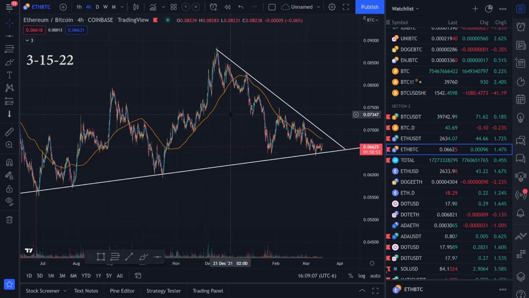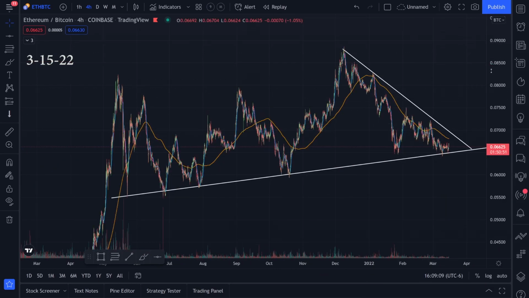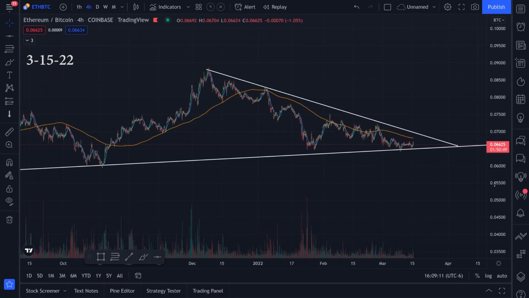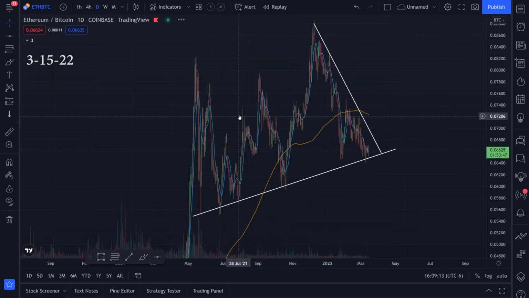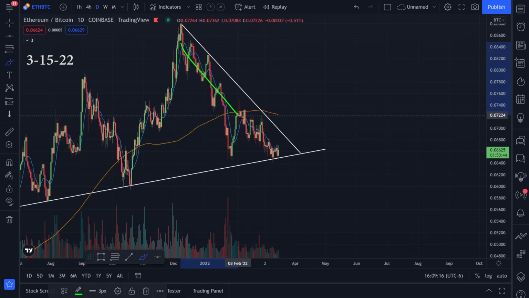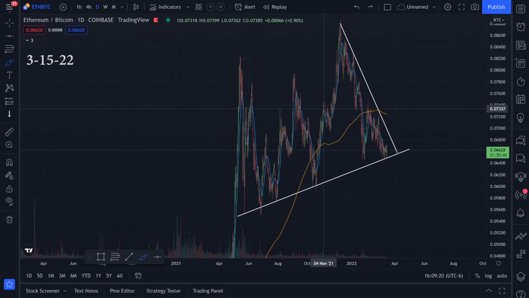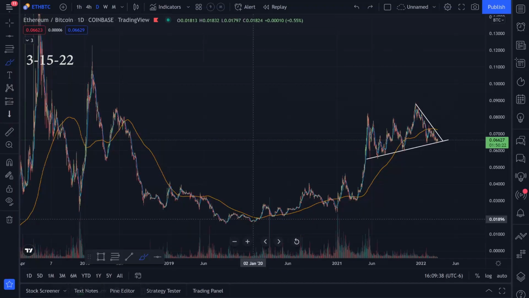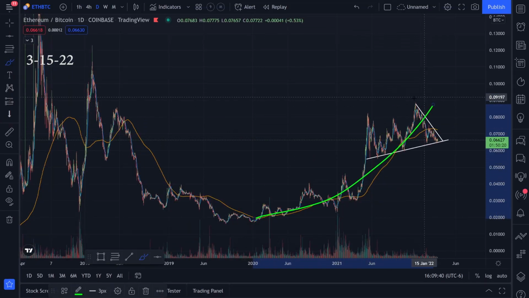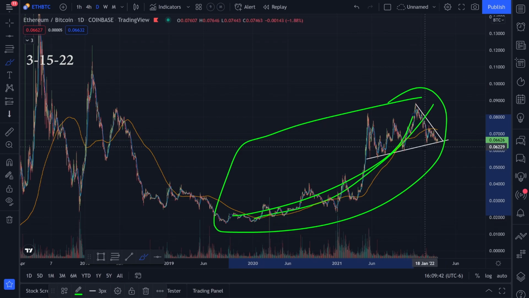Okay, so we're looking at the Ethereum to Bitcoin chart, and basically I like watching this chart because if this chart is trending down, let's go to the daily time frame. If this chart is trending down, it's good for Bitcoin, and once this chart starts trending up, it's good for Ethereum. And if we zoom out, you can see that Ethereum has been doing good all in this area right here. It's been trending up compared to Bitcoin.